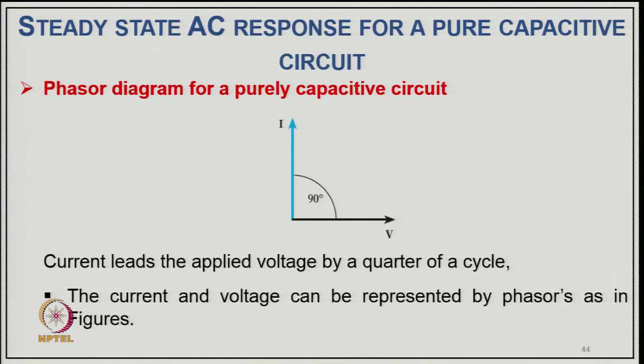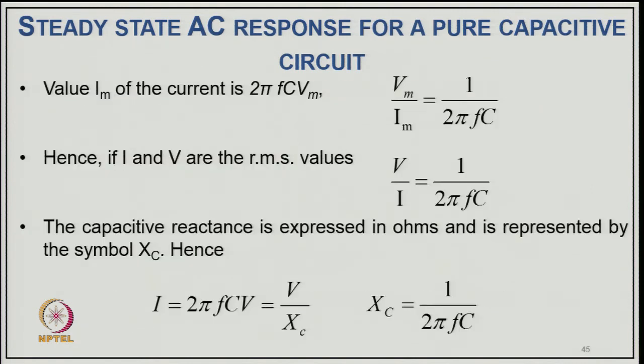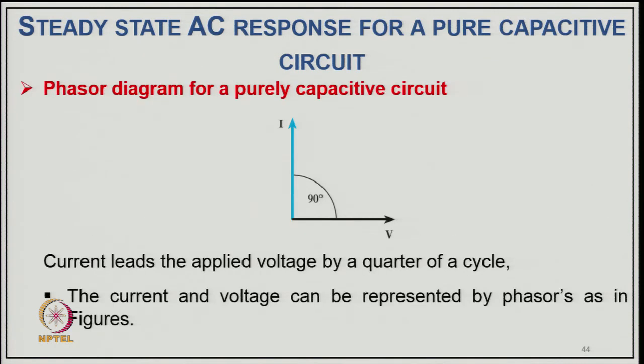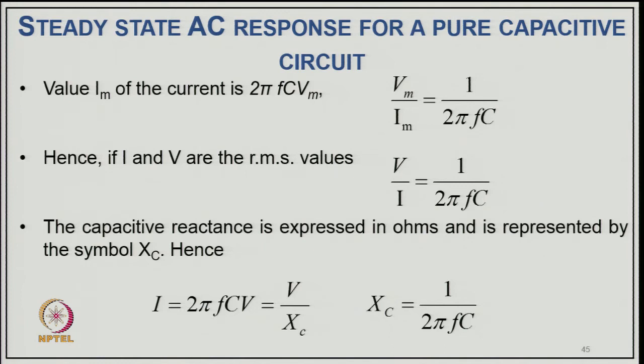Now, looking at the phasor diagram for a pure capacitive circuit, we have the voltage here and the current leading by 90 degrees. So, the current will lead the applied voltage by a quarter of a cycle, and the current and voltage can be represented by phasors in the figure. So, we can say the value of Im, the current, is 2πfC Vm.